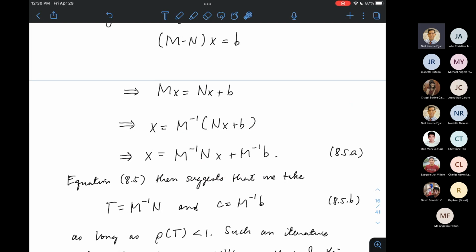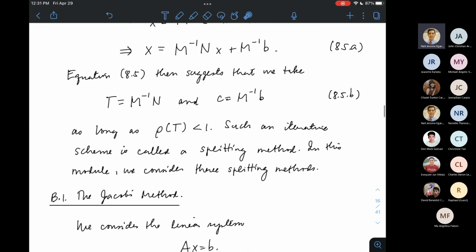Okay, and again, the type of method that you get will rely on your choice of the splitting M comma N. All right? And the only requirement is that, of course, M should be invertible kasi kung hindi siya invertible, hindi mo mako-compute si T kasi hindi mag-exist si M inverse. But going through the convergence analysis, aside from M being invertible, we want the spectral radius of M inverse times N to be less than 1. Okay? So yung magre-result na iteration scheme is what we call a splitting method for solving the linear system. Okay? So mukhang straightforward naman, no?